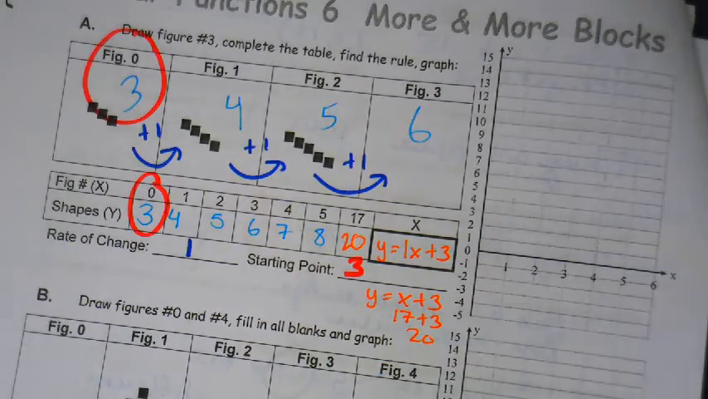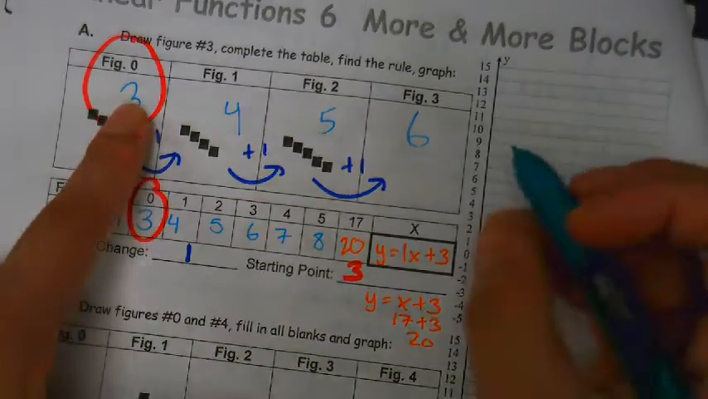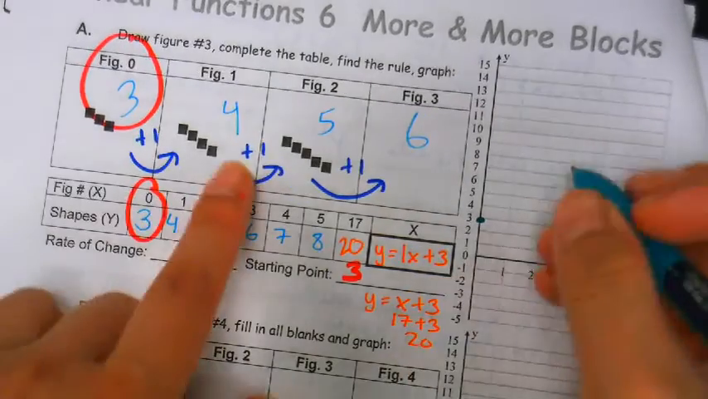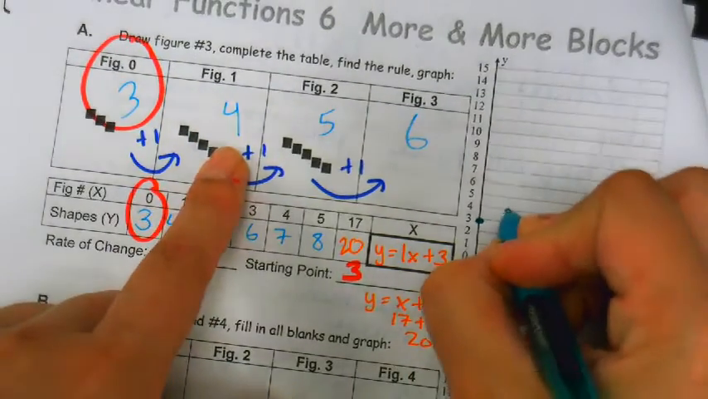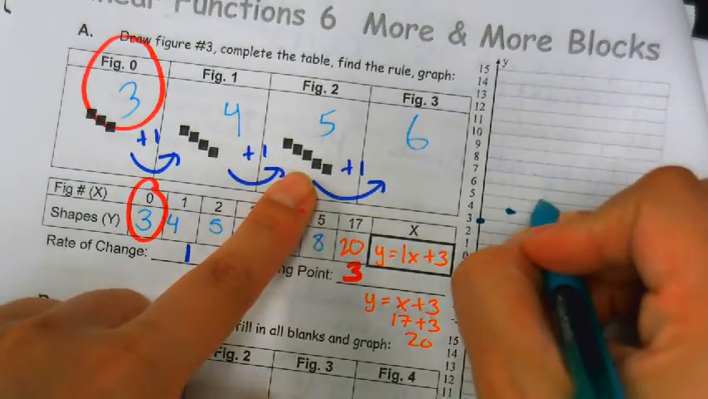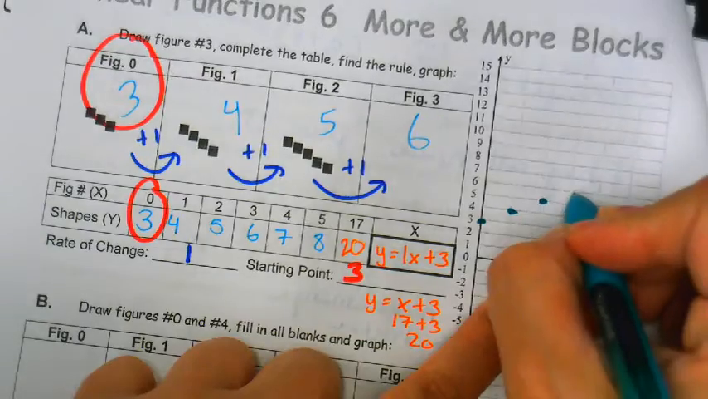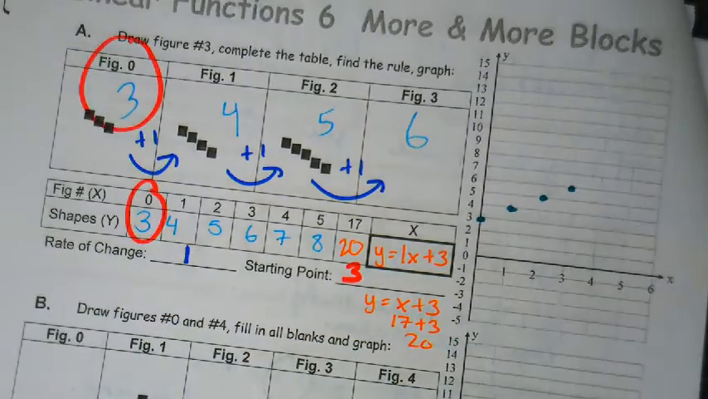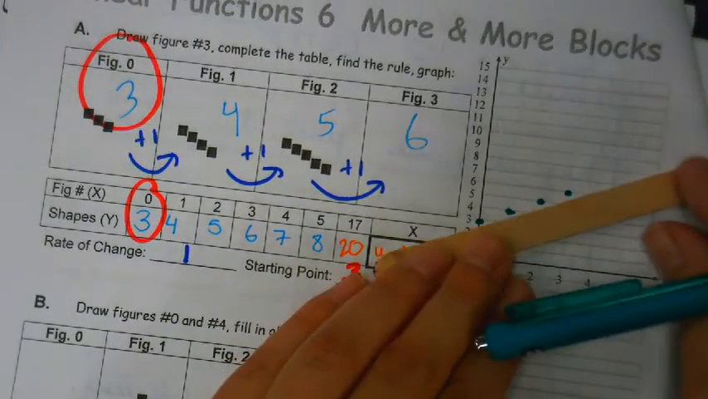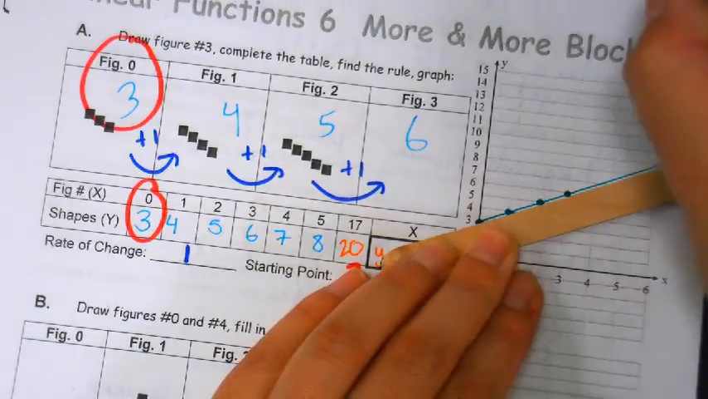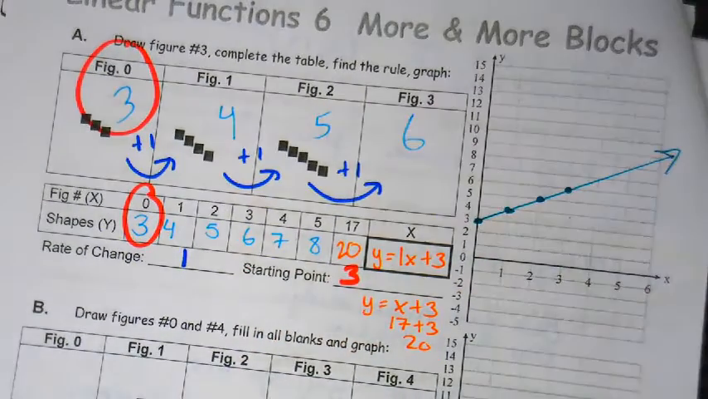All right, let's graph it. So (0, 3), (1, 4), (2, 5), (3, 6), right? And connect. We should have a straight line, linear. Linear means straight.